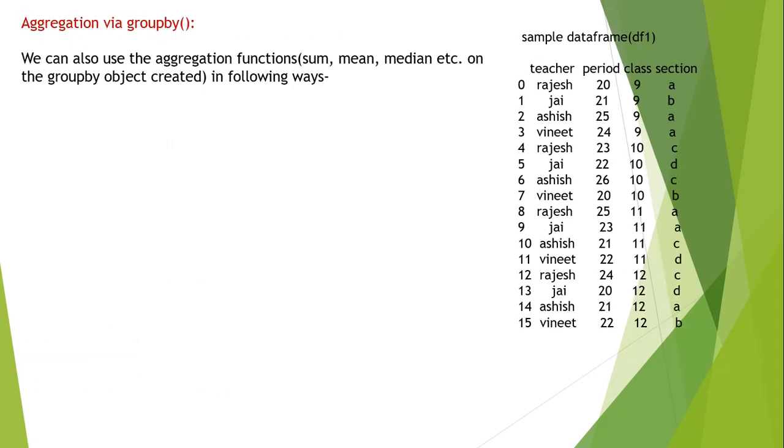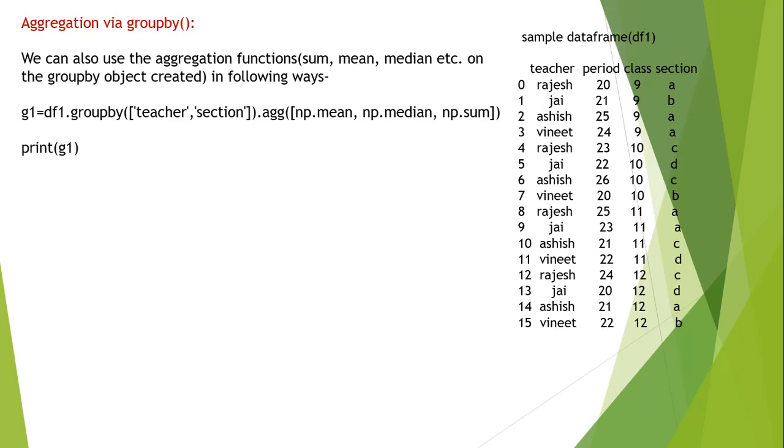Okay, now let's move further. Here we have aggregation via group by. Aggregation, we have already discussed in the video tutorials, means to apply some aggregate operation over the data frame. Once we have grouped the values, this aggregation can be performed on the group by also. So what are the aggregation functions? Sum, mean, median, etc.